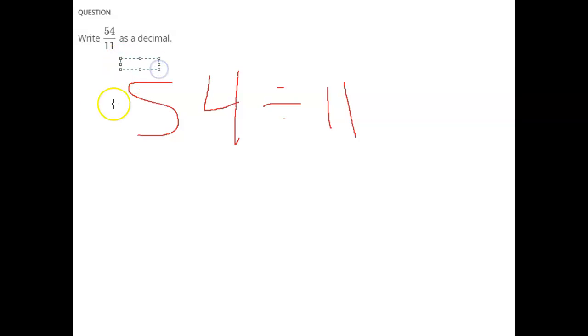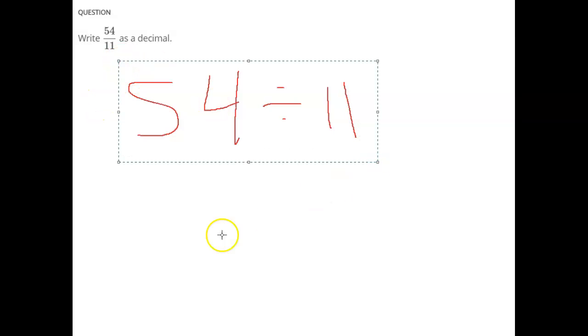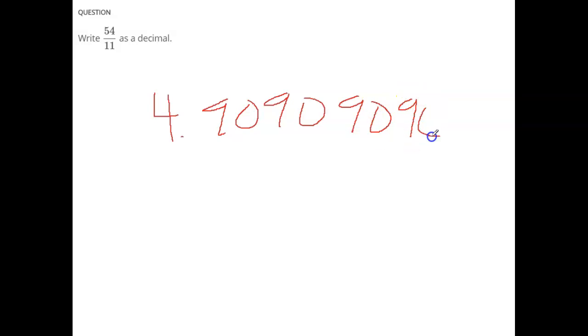Look at one more here. We're writing this fraction as a decimal. So we're going to do 54 divided by 11 on our calculator. And when you do 54 divided by 11, the result is 4.909090. So it just keeps going on forever. It repeats 9090909090 over and over.